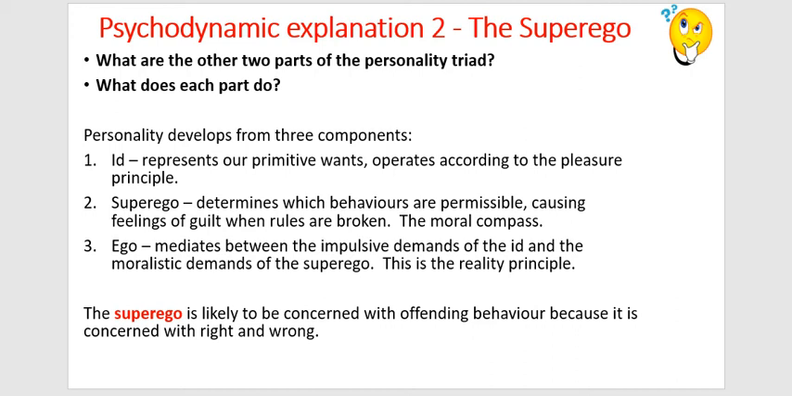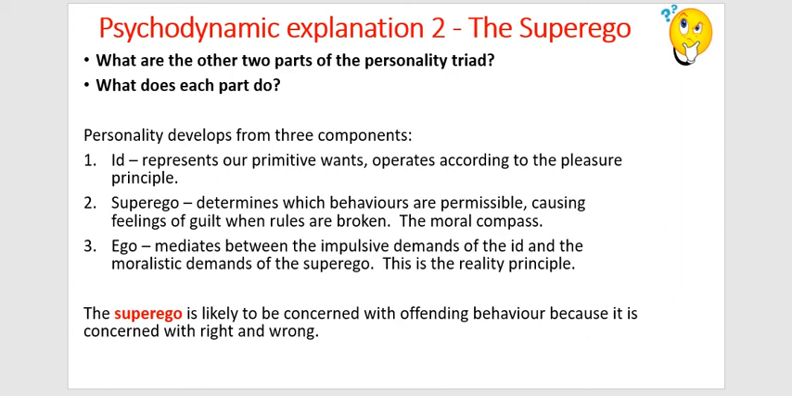A reminder: the id represents our primitive wants. It operates according to the pleasure principle. The superego determines which behaviours are permissible, causing feelings of guilt when rules are broken. It's known as our moral compass. And the ego mediates between the impulsive demands of the id and the moralistic demands of the superego. It's also known as the reality principle.